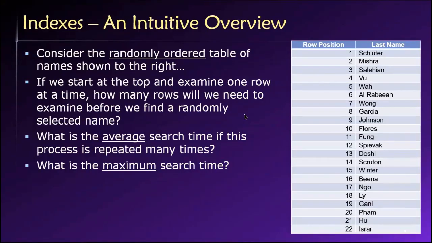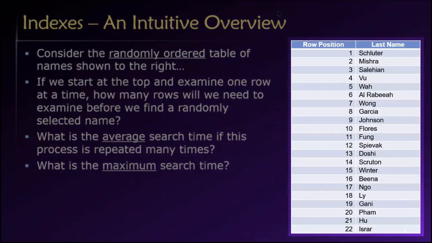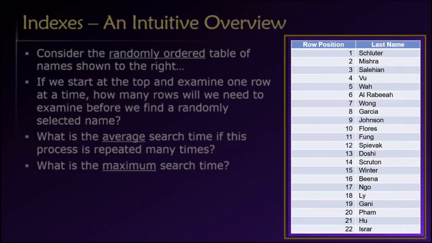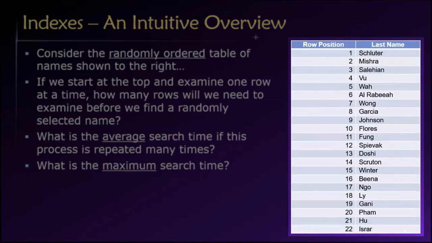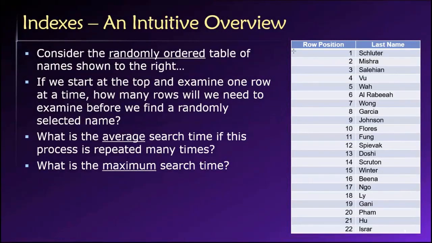Okay, so let's begin then by considering this table of data. Now, this table of data might be, say, a table of employees or something, and we can see we have about 22 of them. And they're not in any particular order. Maybe we just put them in there in the same order that we hired them, right? So they're just in there by row position. So this is row number 1 in our table, row number 2, row number 3, row number 4, etc.